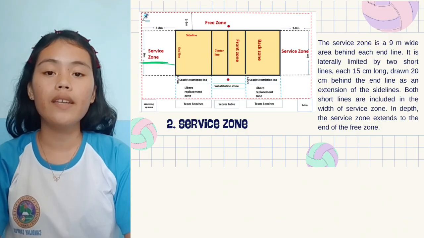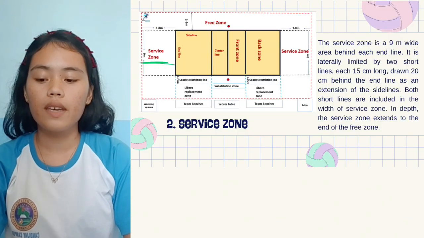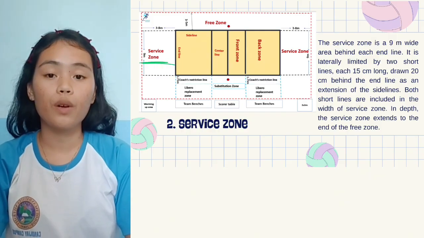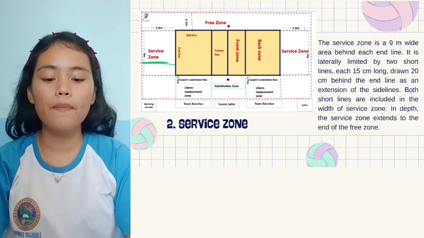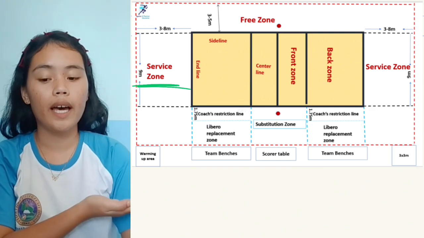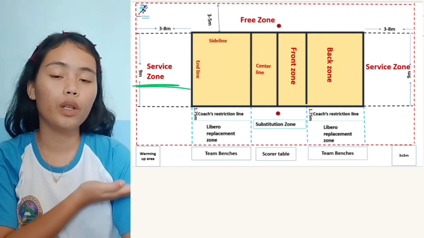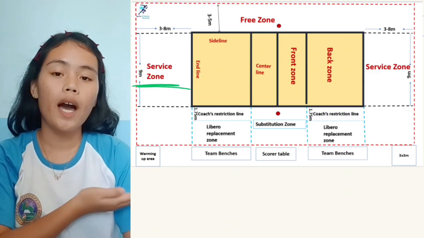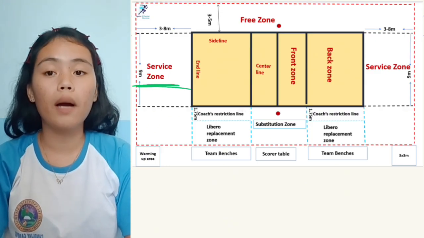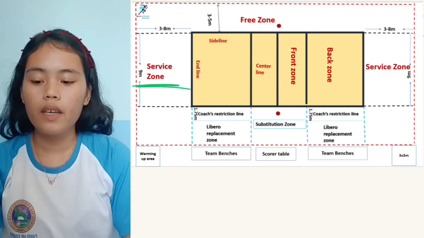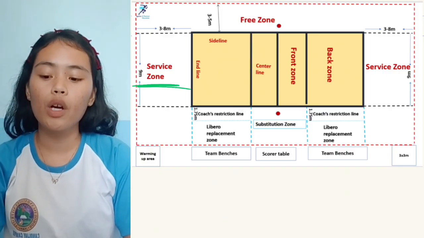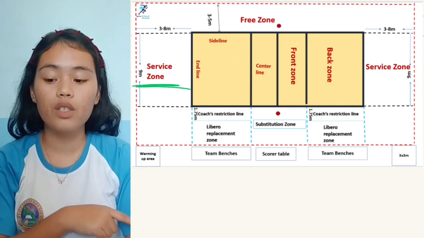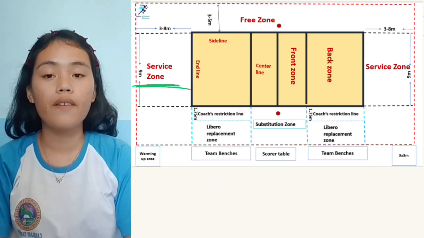The next area is the service zone. This is the area at the back of the court where the server stands to serve the ball. So as you can see in the picture, the service zone is underlined in color green, where the players serve the ball. It is 9 meters wide and marked by 2 short lines. The server must stay inside this zone while serving, otherwise it's a foul.